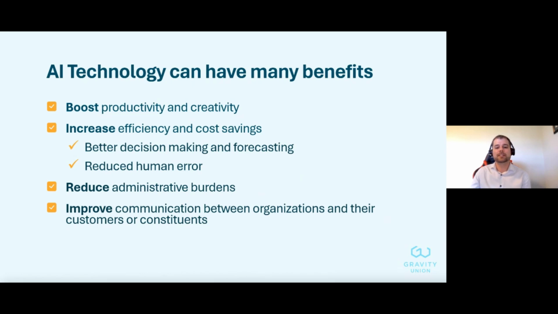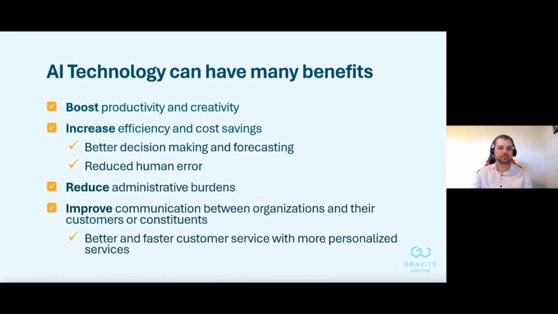So lots of benefits that are there from this technology. It's just a matter of how you leverage it in the best way and reduce your risks as well.